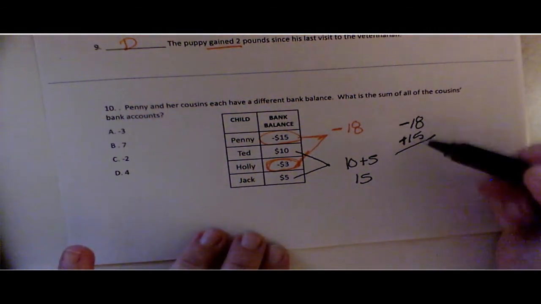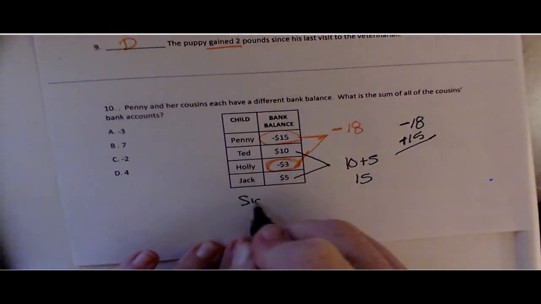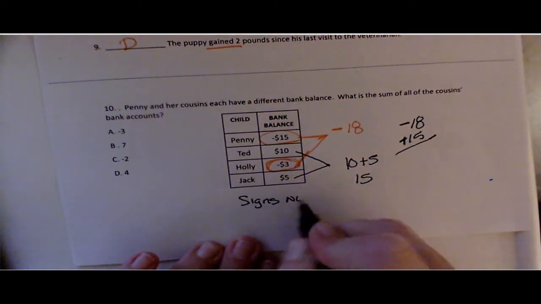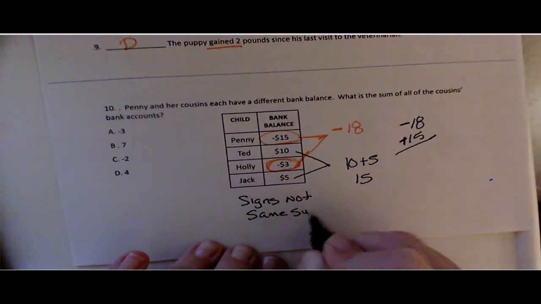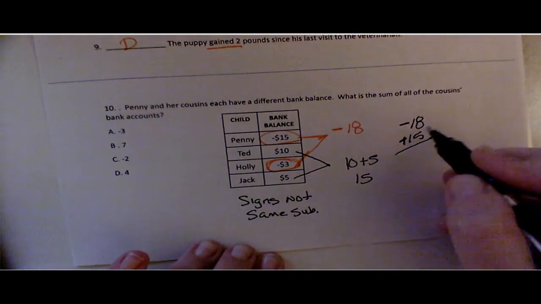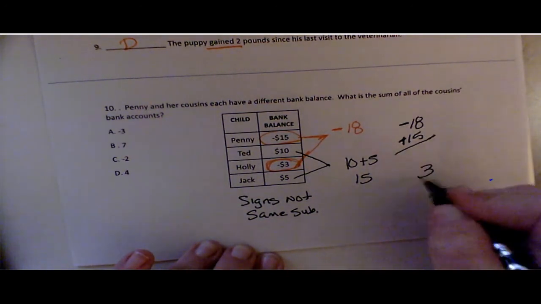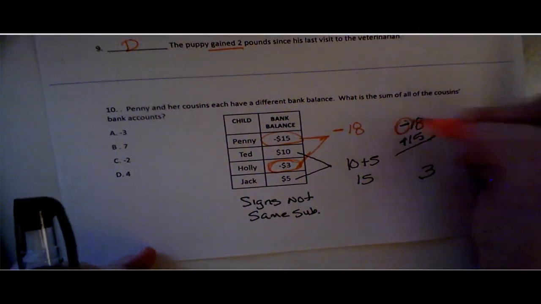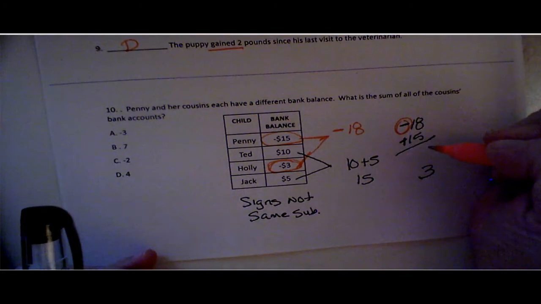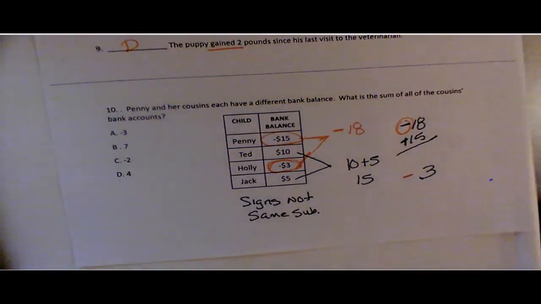The signs are not the same, so you're going to subtract. Signs not the same, you subtract. 18 minus 15 is 3. And since my 18 is bigger than my 15 in absolute value, this is going to be a negative 3. So the answer is A.